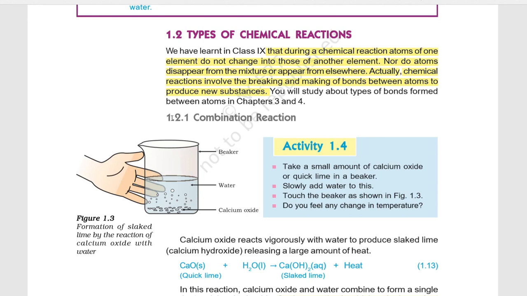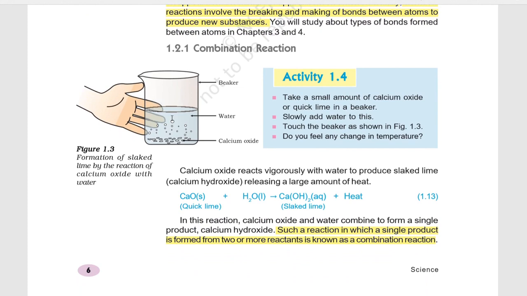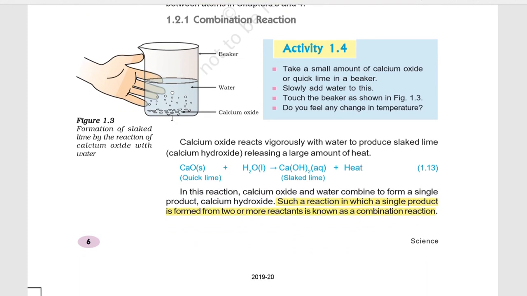There are 4 types of chemical reactions. The very first one is a combination reaction. As the name suggests, combination reaction means it combines two compounds and forms one single product. Once again, I am repeating, combination reaction is a reaction in which two or more than two reactants combine together to form a single product.